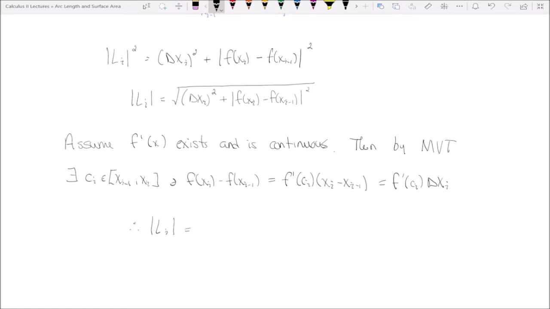The length of L sub I is the square root of delta x sub I squared plus f prime of c sub I times delta x sub I, squared. Notice there's a delta x sub I squared common, so we can factor it out. We get delta x sub I, and we don't need an absolute value because delta x sub I is guaranteed to be positive, times the square root of 1 plus f prime of c sub I squared.